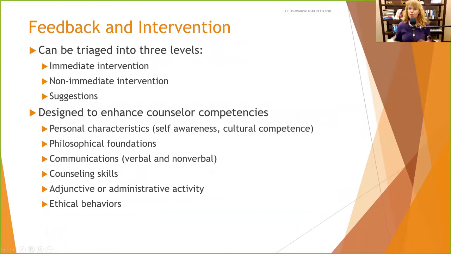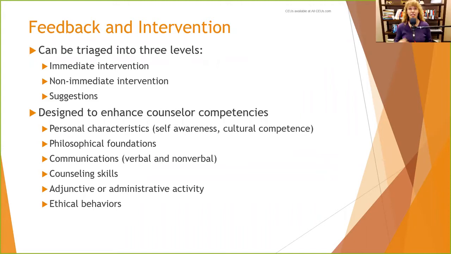So feedback or intervention or whatever you want to call it can be triaged into three levels. Immediate intervention, it's something you need to step in and do something about right now. If it's a live session, it may be even worth knocking on the door and interrupting the session. If it's not a live session, you stop the supervisee and say, wait a minute, we need to talk a little bit about this. That typically ends up being something that revolves around making a mandatory report. In my experience, those are some of the only times that I've had to do an immediate intervention, where I wanted to make sure that the supervisee recognized that they needed to make a report and make sure that it was done.